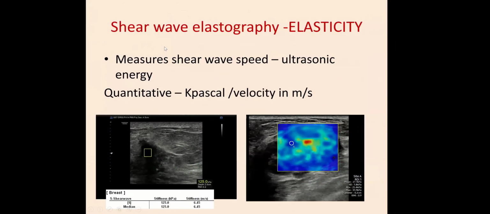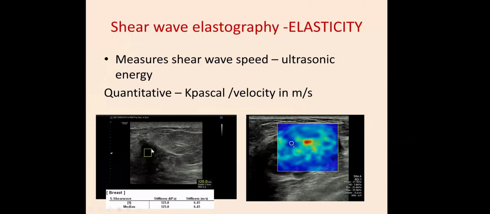Then, besides strain elastography, we have shear wave elastography. This is a quantitative method where it gives you an accurate measurement of the stiffness of the mass in kilopascals, or velocity in meters per second. So it measures the shear wave speed. When you're doing shear wave elastography, you don't put pressure on the probe. Automatically, ultrasound waves go into the lesion and it measures the shear wave speed in the lesion. So these are two different techniques.